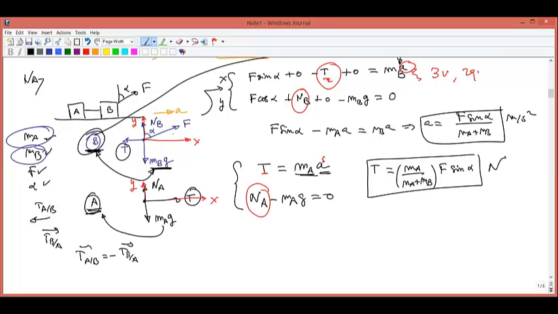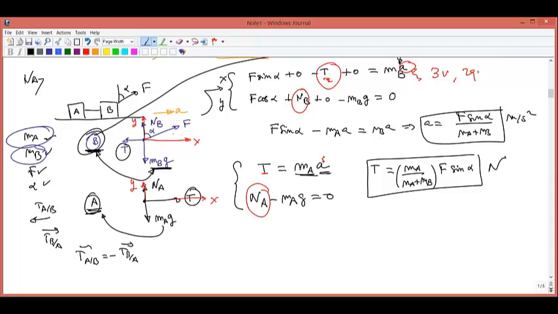Okay? So that's where the third law comes up. Every time you have more than one system, you're going to use the third law to relate common forces. And it's usually at the contact. So in your case, where the rope is located between A and B. Okay?